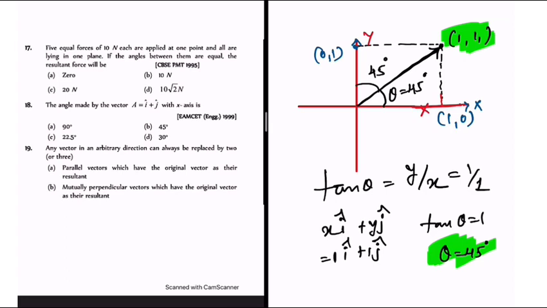19th. Any vector in arbitrary direction can always be replaced by 2 or 3. Option A: parallel vectors which have the original vector as the resultant. Option B: mutually perpendicular vectors which have the original vector as resultant.